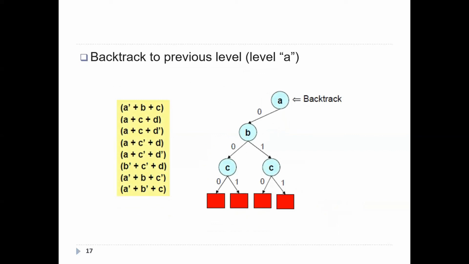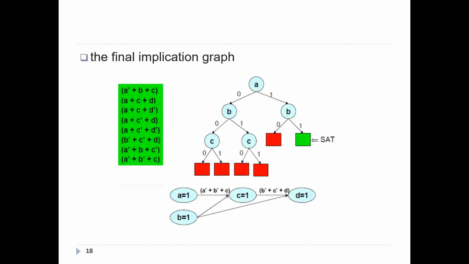On moving ahead with the steps of the DPLL algorithm, we see that the final implication graph will be like that, where on applying a is equal to 1 and b is equal to 1, we find a solution where all the clauses can be satisfied. The solution will be a is equal to 1, c is equal to 1, d is equal to 1, and b is equal to 1. For all these values, the above proposition will be true.